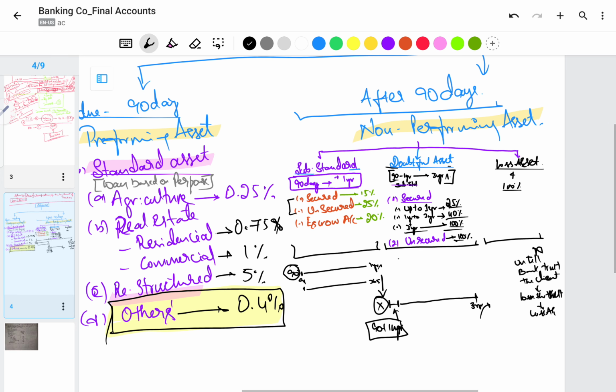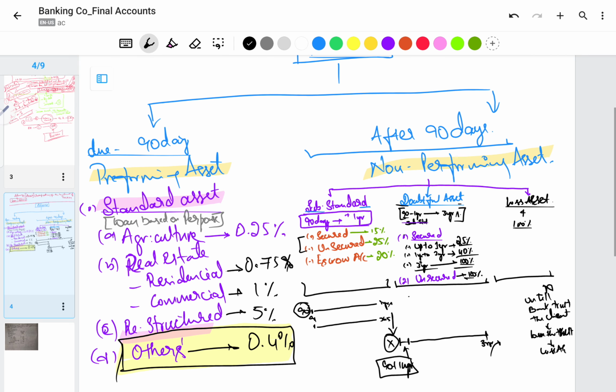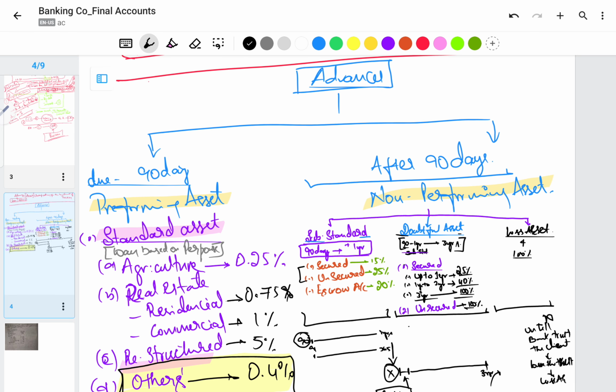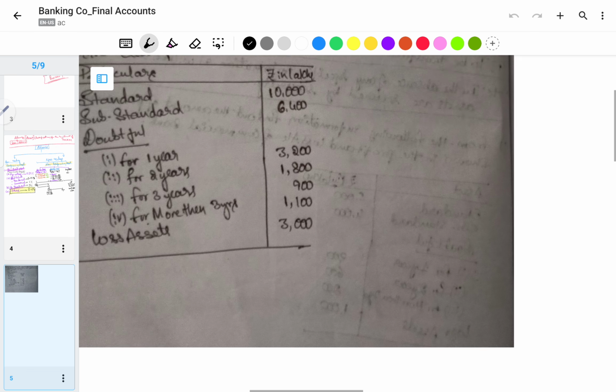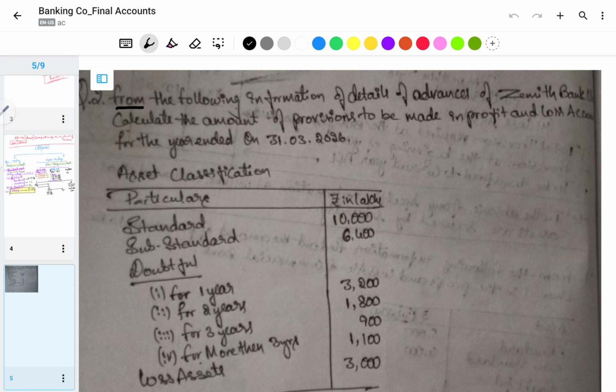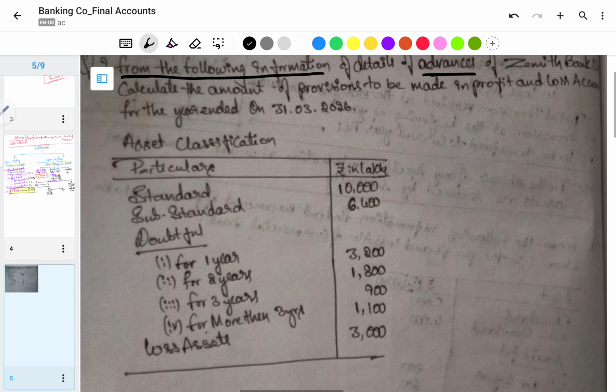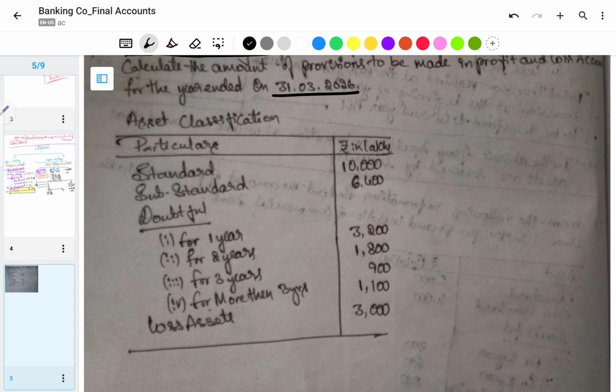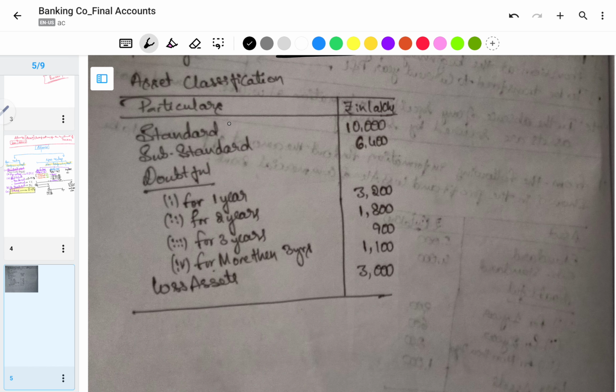Let's take a problem on the same, provision based problems. Here in this problem, from the following information of the details of advances of a bank, calculate the amount of provisions to be made in the profit and loss account for the year ended 31st March 2026. Here for standard assets, nothing is specified, so what is the percentage? 0.4%.